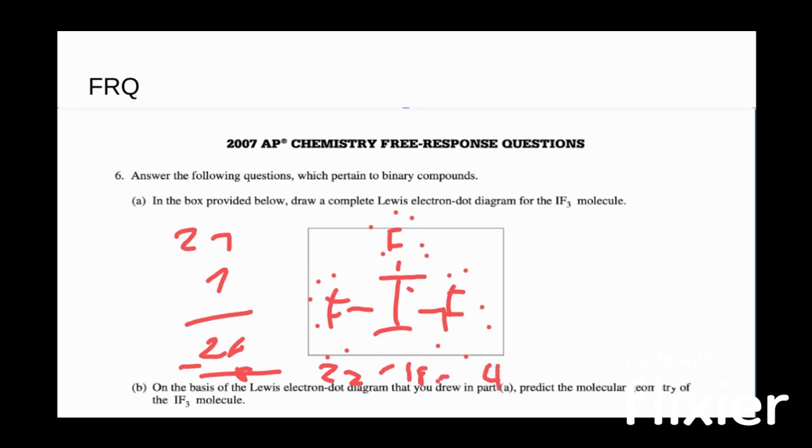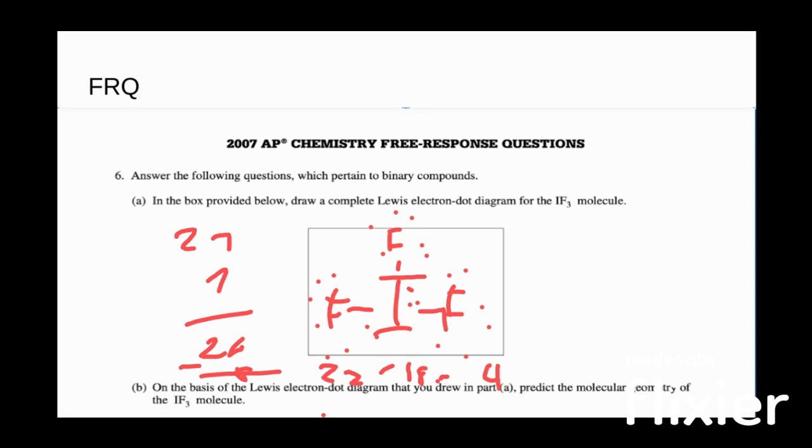Now the 4 electrons will need to go on the central atom because all the octets have been filled, but the central atom can accept more. This is an exception, and so we add 2 more, and this is a Lewis structure diagram. It's not very clean, but it works.